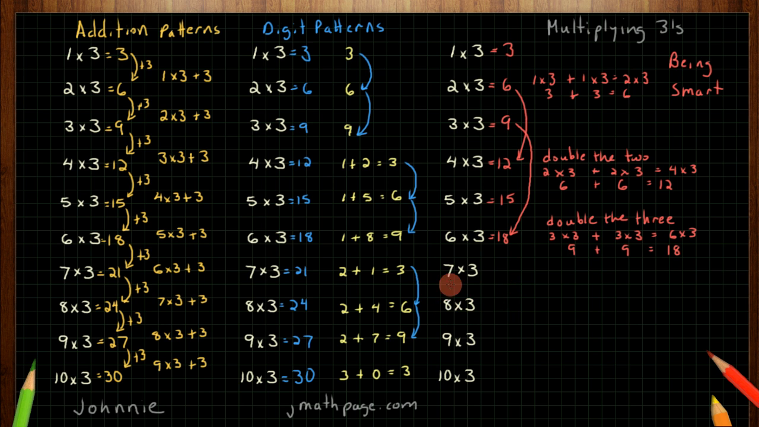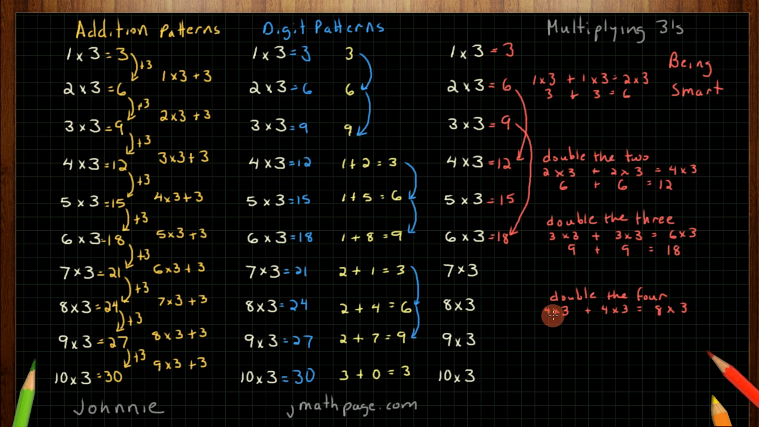Well, we know that 8 is double 4, right? So 8 is double 4. We'll do the same rule. Here's our rule for this one. Our rule for this one is double the 4. Let's look at the 4. 4 times 3 plus 4 times 3 is equal to 8 times 3.